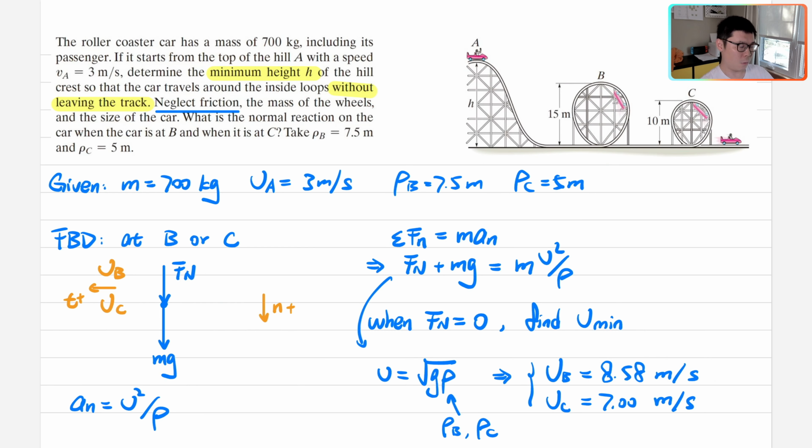Okay, so we want to find the height h from A to B. Using the energy equation, we need a datum for our potential, so we'll set our datum here. From A to B, there is no friction loss. Therefore, from A to B, we'll have the kinetic energy at A plus potential energy at A equals kinetic energy at B plus potential energy at B.